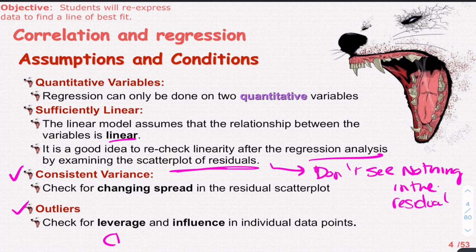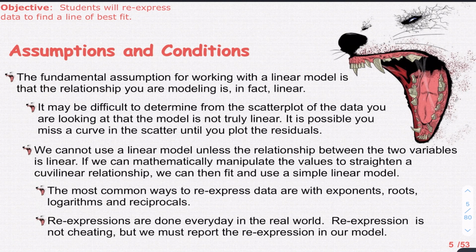So all the things that we focused on in Chapter 9 come back here. Consistent variance we've kind of seen before: if the residuals start scattering or get more concentrated the further you go along in the x, that's something to note and worry about. Now, additionally, the fundamental assumption for working with a linear model is that the relationship you are modeling is, in fact, linear. That is our basic assumption.